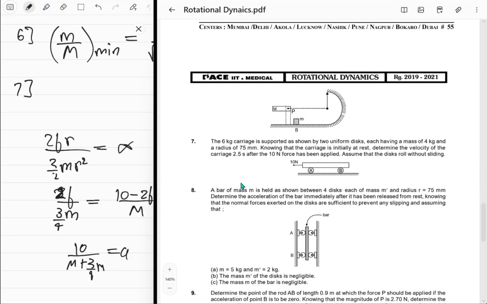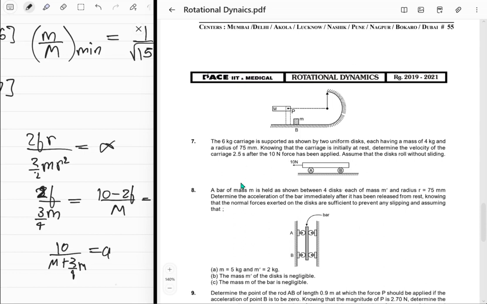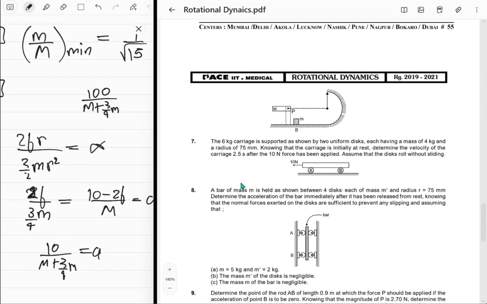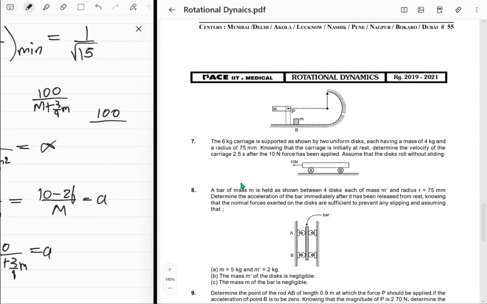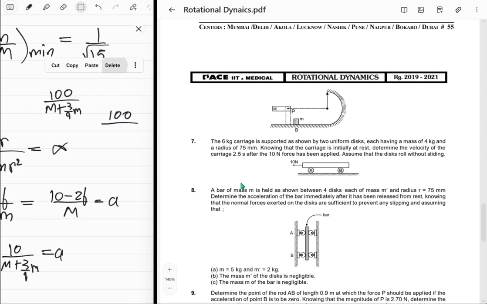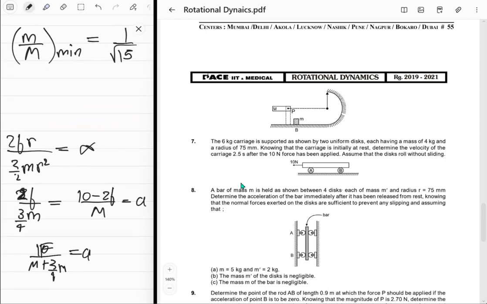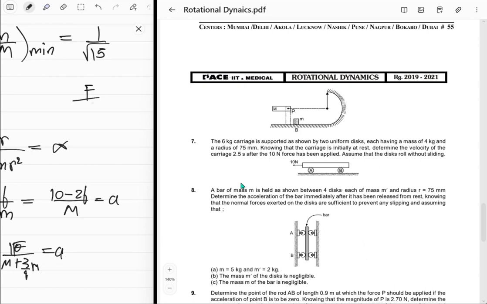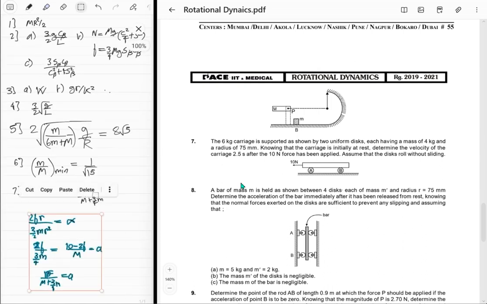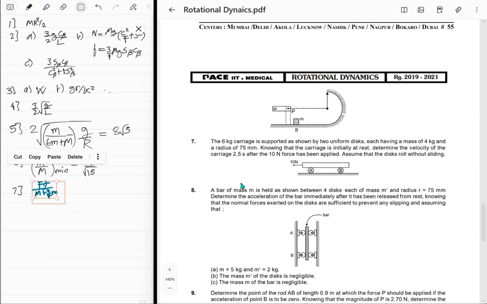Cool. Okay, so now what? We just want the velocity after 10 seconds. It's gonna be 10 times this thing. So 100 upon capital M plus 3/4 of small m. In fact, let's write it in the usual format. Instead of writing 10, we'll just write F. So F times t upon capital M plus 3/4 of m. That would be your answer, right?